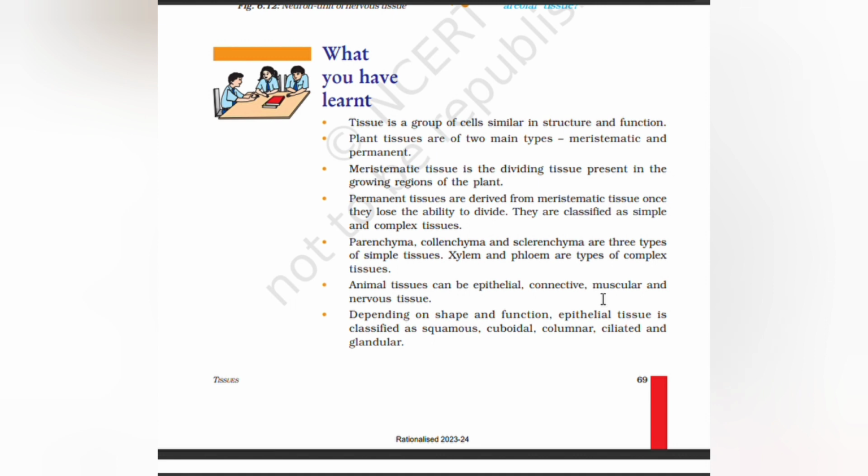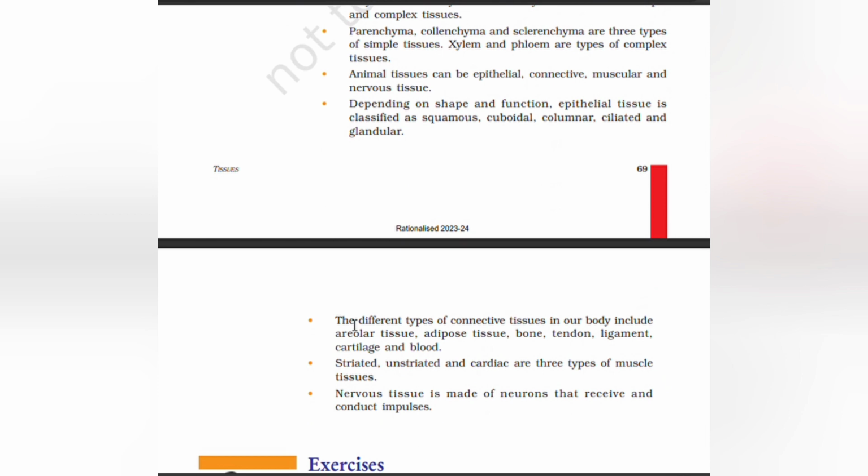Animal tissues can be epithelial, connective, muscular, and nervous tissue. Depending on the shape and function, epithelial tissue is classified as squamous, cuboidal, columnar, ciliated, and glandular. Different types of connective tissue in our body include areolar tissue, adipose tissue, bone, tendon, ligament, cartilage, and blood. Striated, unstriated, and cardiac are three types of muscle tissue. Nervous tissue is made up of neurons that receive and conduct impulses. So that's all about this chapter.